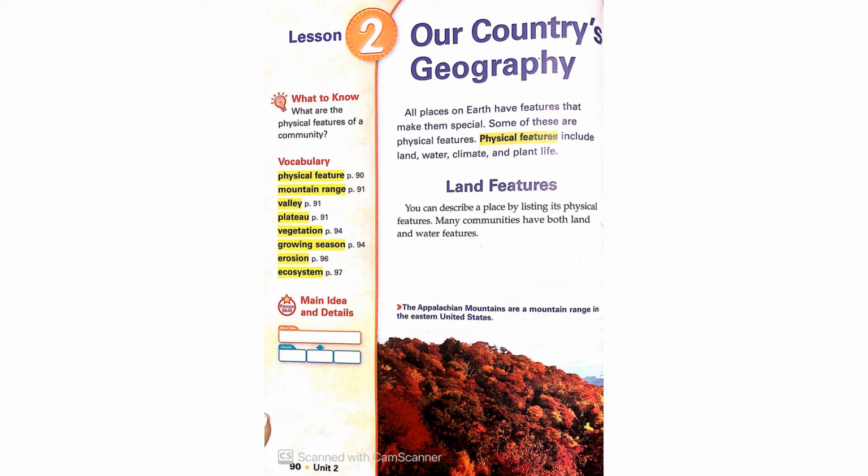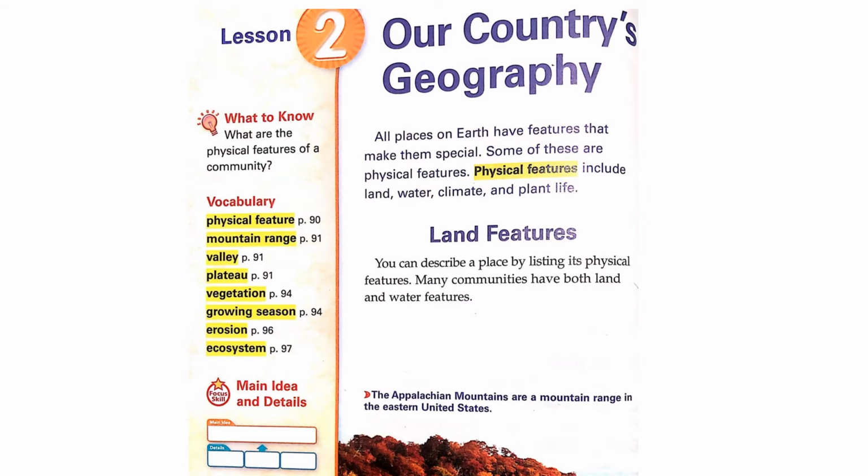We'll begin looking at the land features first. You can describe a place by listing its physical features. Many communities have both land and water features. This is the Appalachian Mountains, and this mountain range can be found in eastern United States. This is a closer view of the same page. You can pause this video and you can read it.